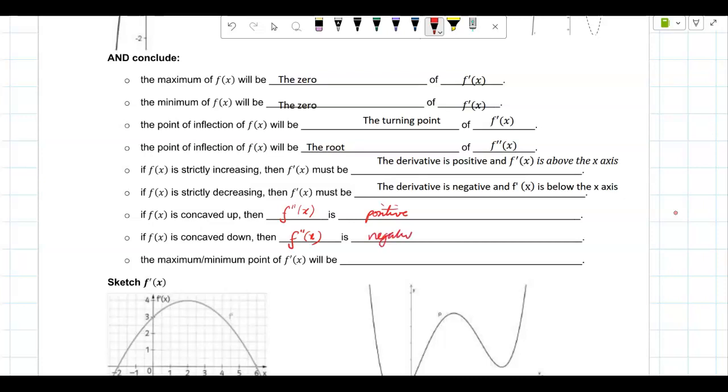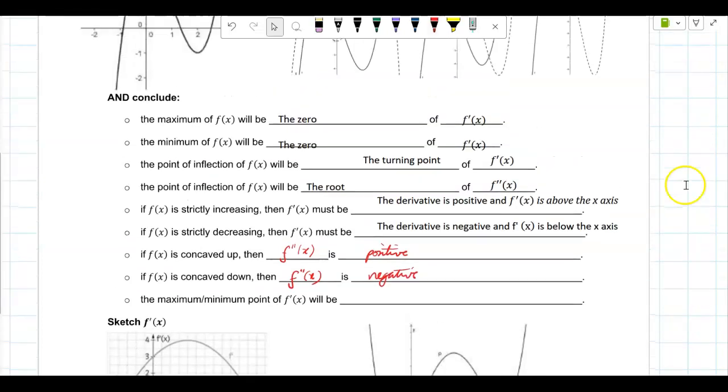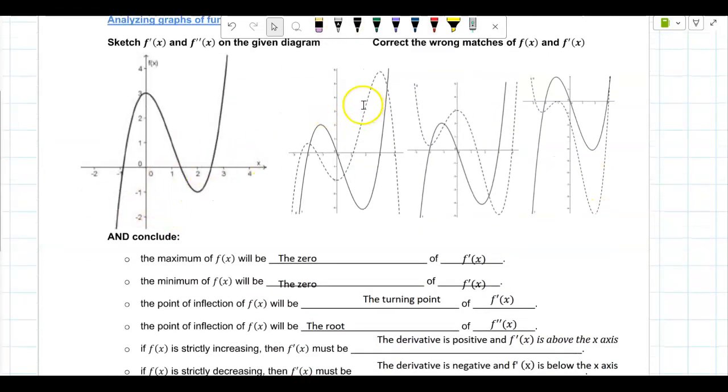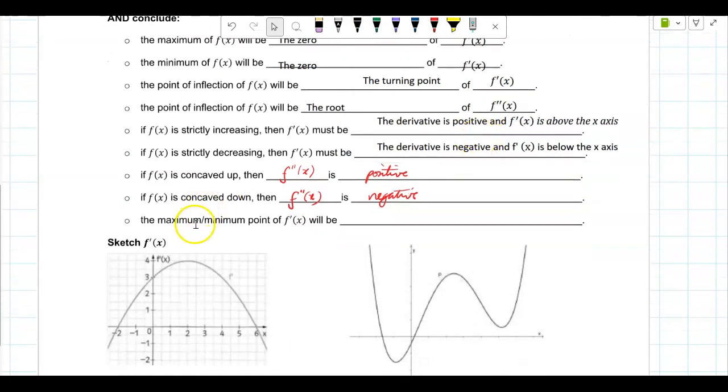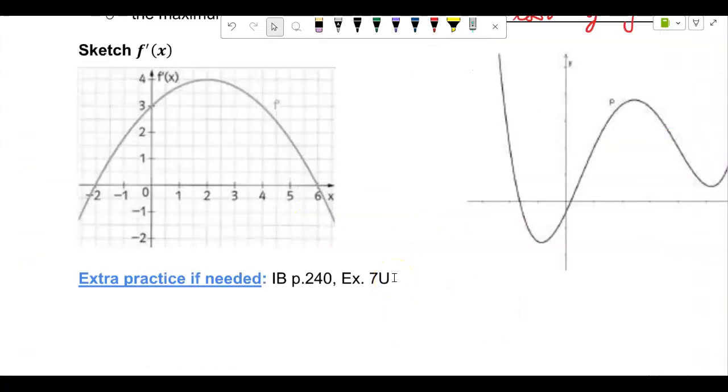Look at the first diagram that we did. You look at the first diagram, and you will come to know. The maximum and minimum of f dash x will be the root, or the intercept of f dash x. It's very easy to see that the maximum is the intercept.